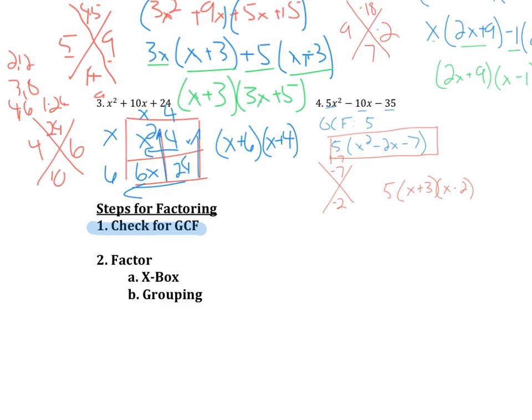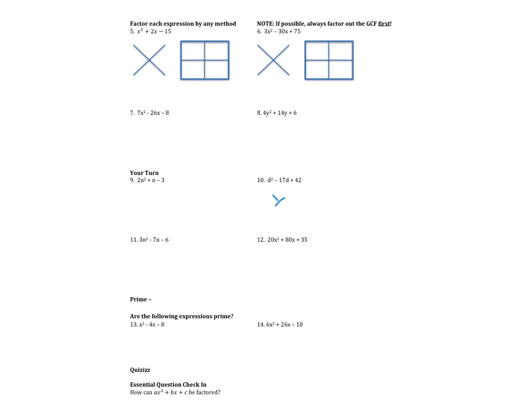All right, so our steps for factoring, hugely important is this first one. Check for a GCF. If there is a GCF, you did factor it, so it was factorable. Once we go from there, you may be left with a trinomial or something that is factorable, and then what we're going to do at this point is we have X box or grouping, both the same process, just whatever one you feel most comfortable with.